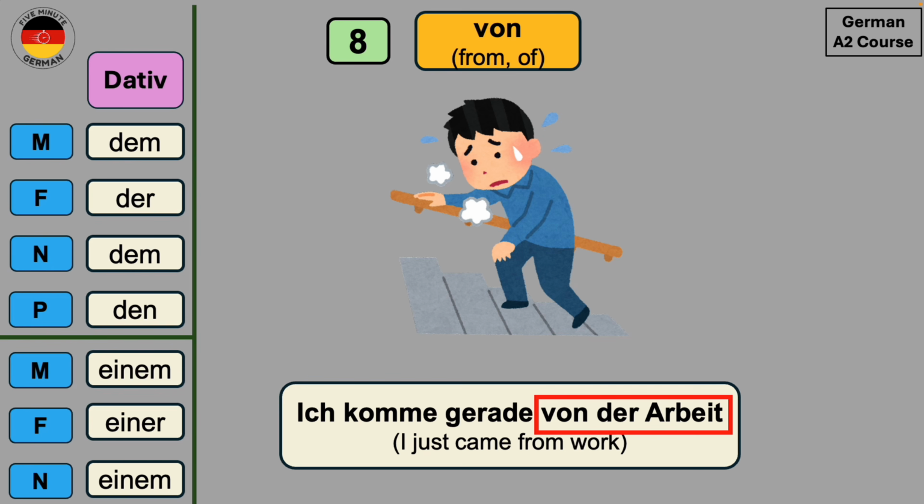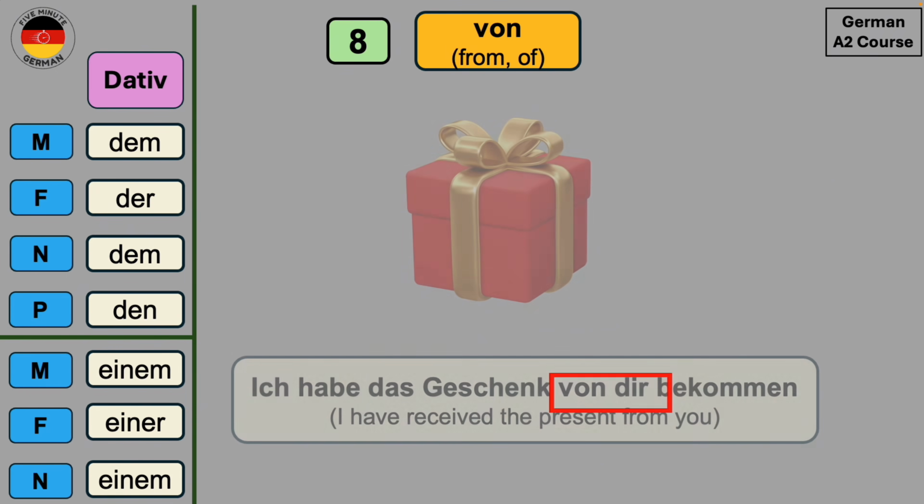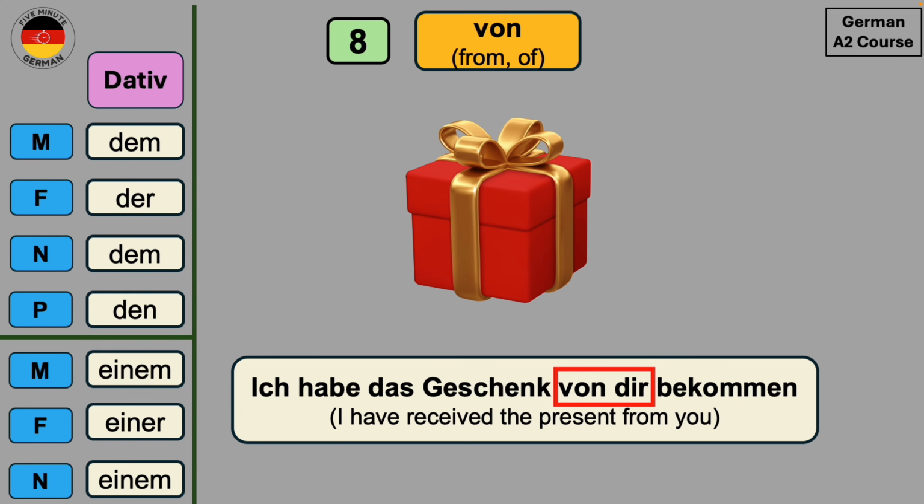So this is the opposite of nach or zu, because nach and zu mean to and towards, whereas von means from. Another example can be, ich habe das Geschenk von dir bekommen. I have received the present from you. So over here again we use the personal pronoun in dative after von.